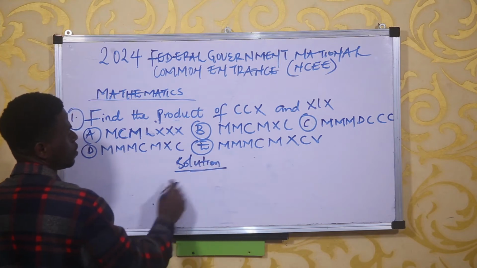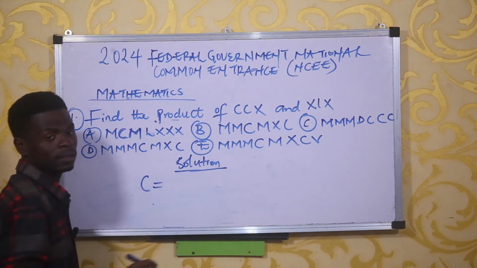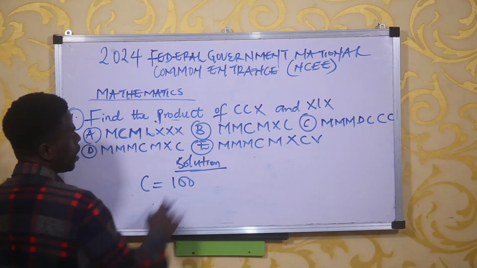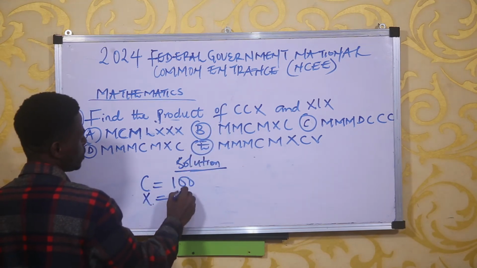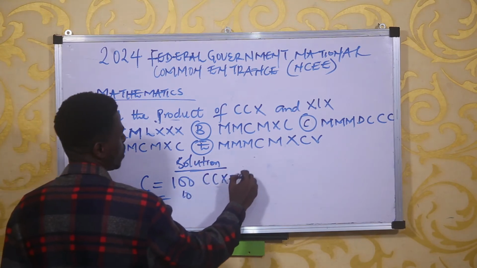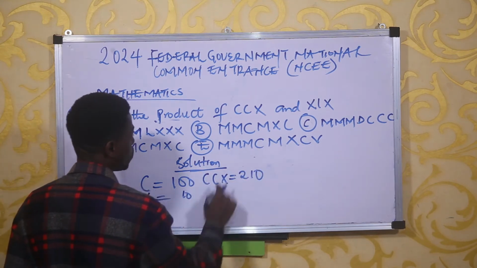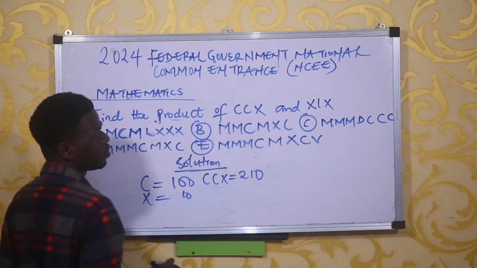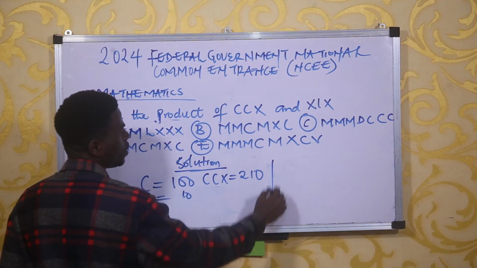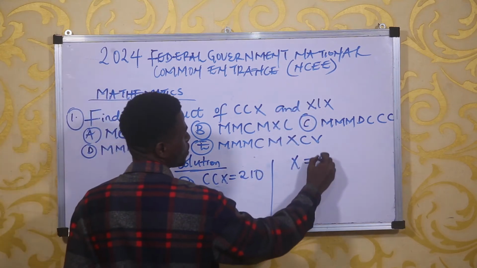We say our C represents what? 100. And our X represents 10. So definitely CCX is what? That's 210, because CC makes 200, plus 10 gives us 210. Then for this, our X represents 10. Take note of that.